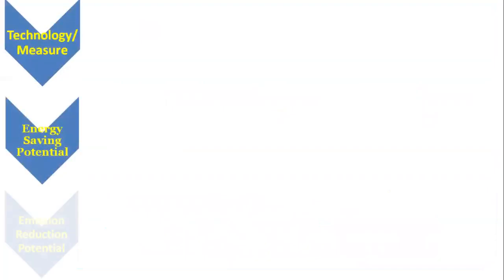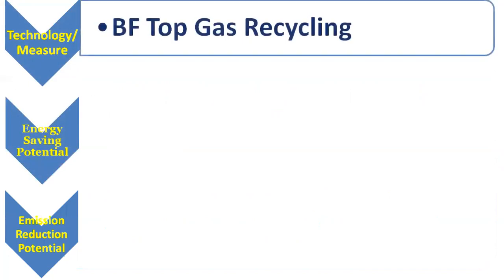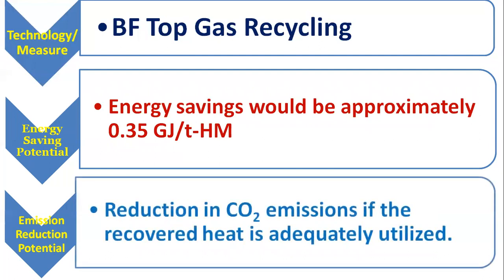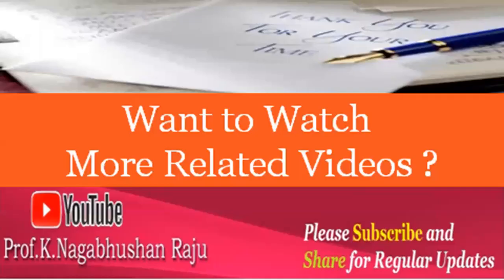And then we have blast furnace gas recycling. Energy saving potential is approximately 0.35 gigajoules per ton of hot metal. And again, there is an associated reduction in the carbon dioxide emissions if the recovered heat is fully utilized. That's what matters. Now that's all about the energy efficiency aspects of blast furnaces.